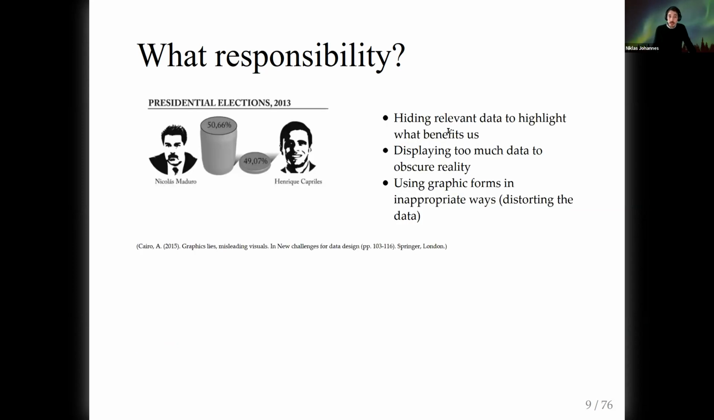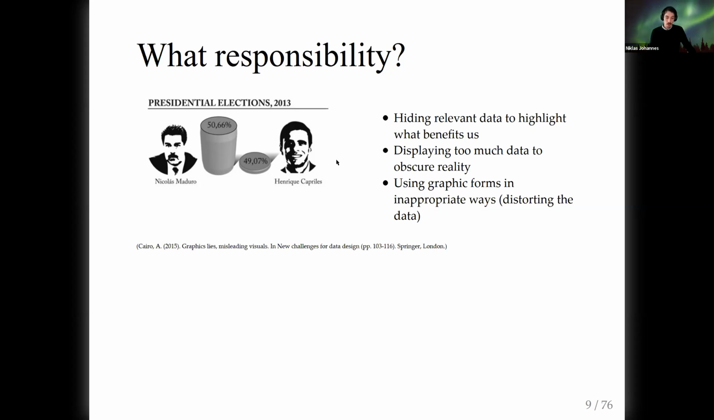For example, in the presidential elections in Venezuela in 2013, this example is again from Alberto Cairo, from a paper that I encourage you to read. It's quite cool. It's sort of a follow-up to this famous, was it a book in the 80s, How to Lie with Statistics. And he gives a couple of examples of how it's quite easy using graphics. If you look at the third point, in forms that are inappropriate, that we distort the data. So if you just look at this graph without the numbers, you think that the election was a landslide, but it clearly wasn't. It's probably within a margin of error.